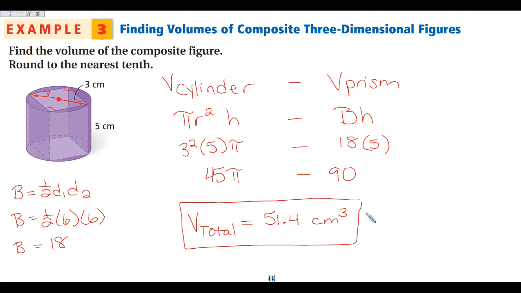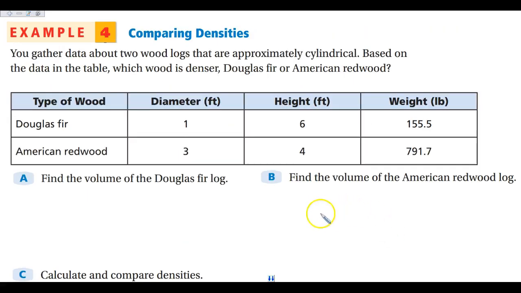Okay? So go ahead and make sure all that's written down, and then on the next slide here, we're going to start talking about density. When we're looking at example 4, we're talking about comparing densities. What we're looking at here is two wooden logs that are approximately cylindrical, so that means we're going to be looking at those cylinder formulas.